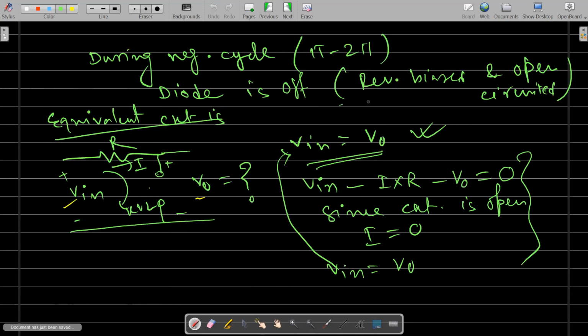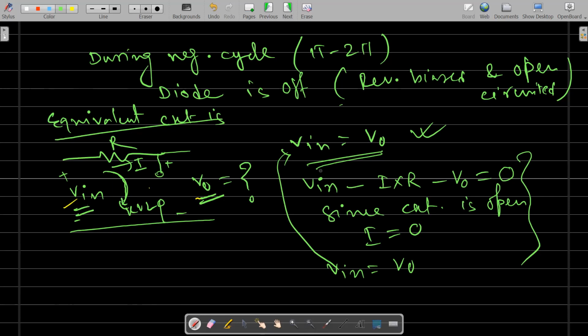And again, the diode off means we can consider the diode is open circuit. Here it is open circuit. So the circuit current will be 0. No current is flowing through the circuit. Then simply V naught will be equal to V in.